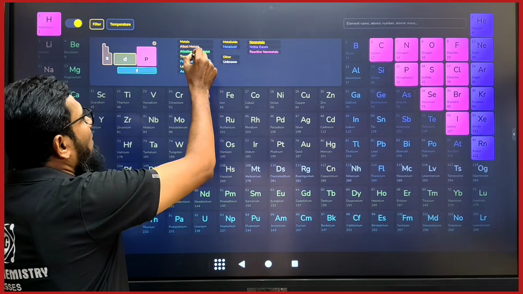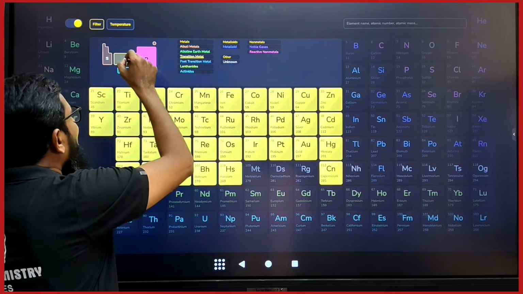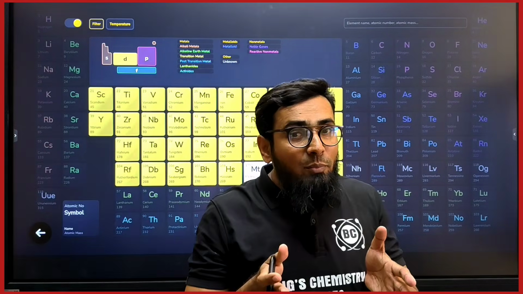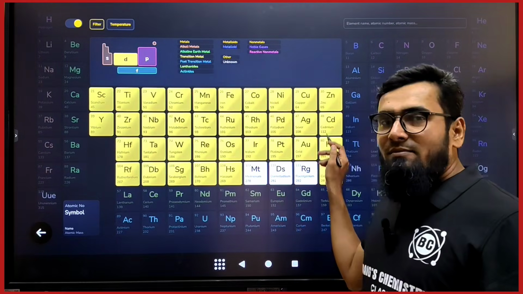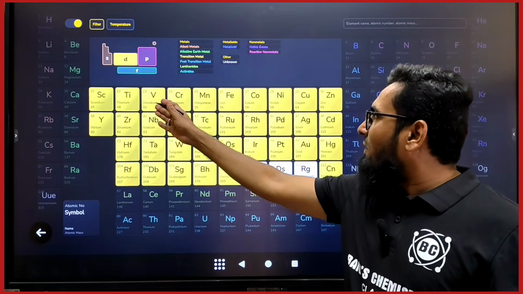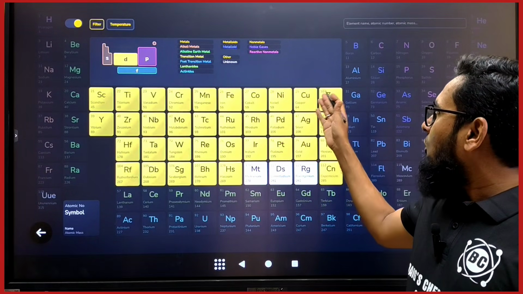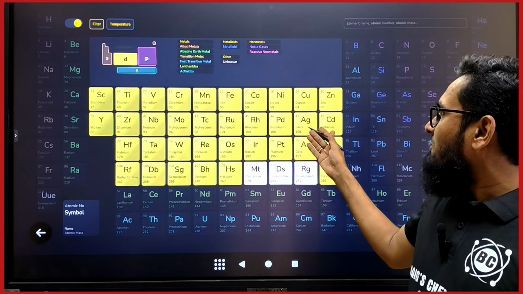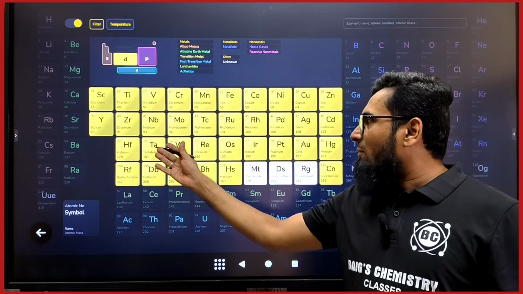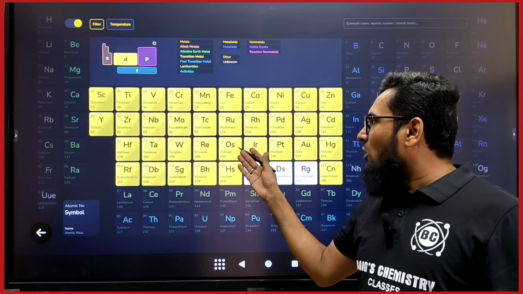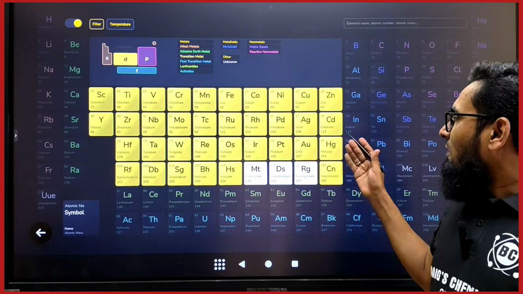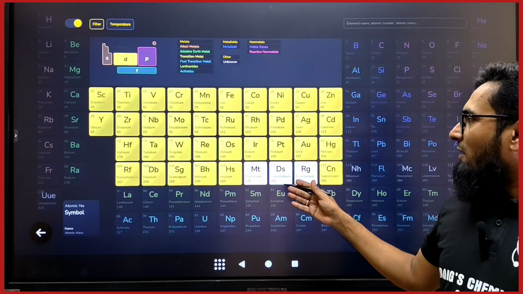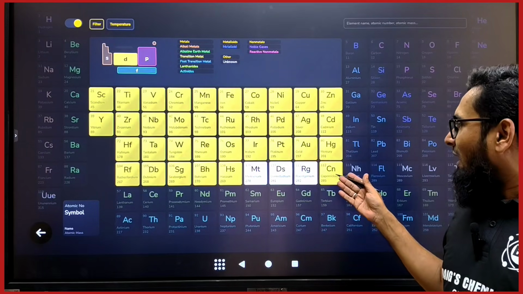Now students, what are transition metals? This comes under D block. So after completing the P block, you are having a D block, which is at the center of the periodic table. This is the center. So scandium, titanium, vanadium, chromium, manganese, iron, cobalt, nickel, copper, zinc, yttrium, zirconium, niobium, molybdenum, technetium, ruthenium, rhodium, palladium, silver, cadmium, hafnium, tantalum, tungsten, rhenium, osmium, iridium, platinum, gold, mercury, rutherfordium, dubnium, seaborgium, bohrium, hassium, meitnerium, darmstadtium, roentgenium and copernicium.